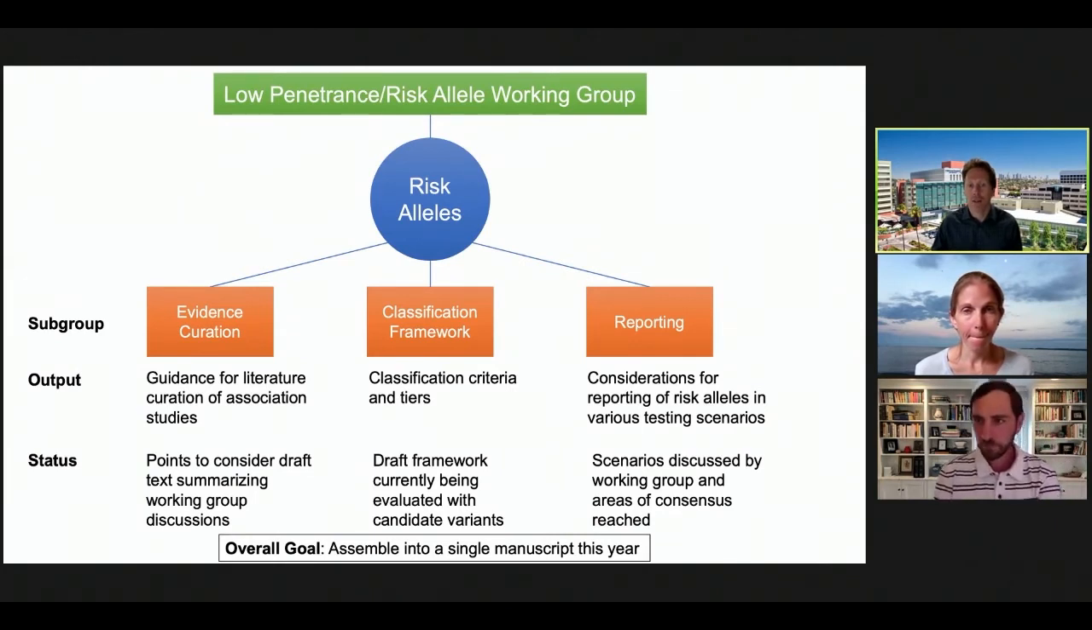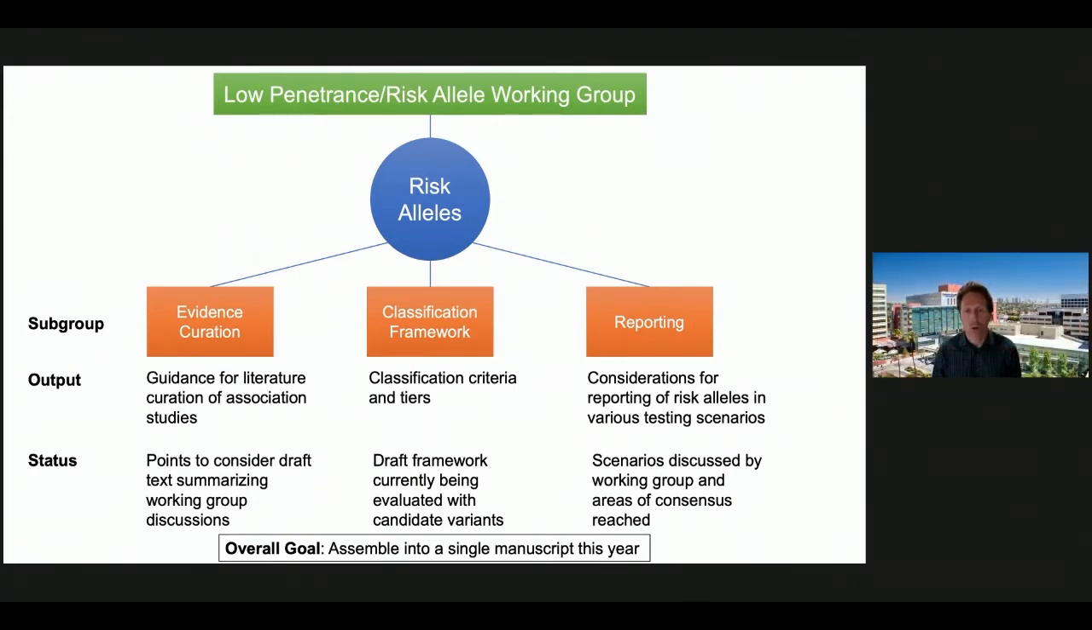Matt gave you some of our best definitions, at this time, of what a risk allele is relative to a low penetrance variant and relative to a high penetrance variant. So what I'm going to tell you pertains to risk alleles. In early 2020, within the working group, we created 3 subgroups to focus on evidence curation of risk alleles, the classification framework for risk alleles, and then reporting guidance for risk alleles.